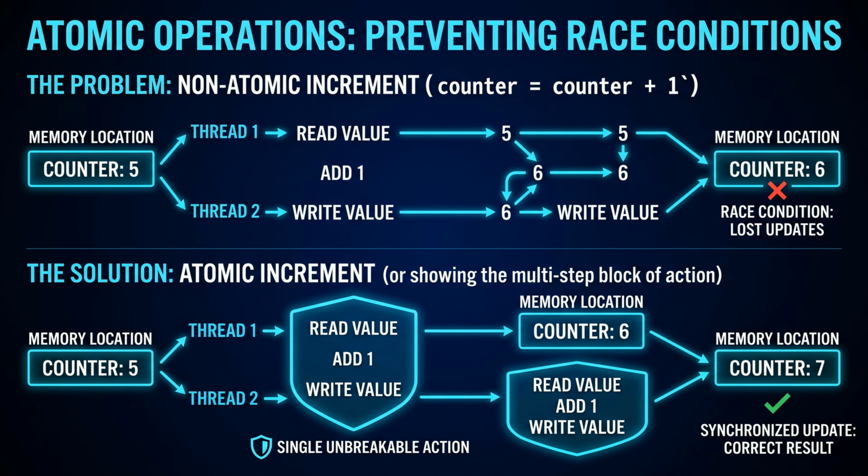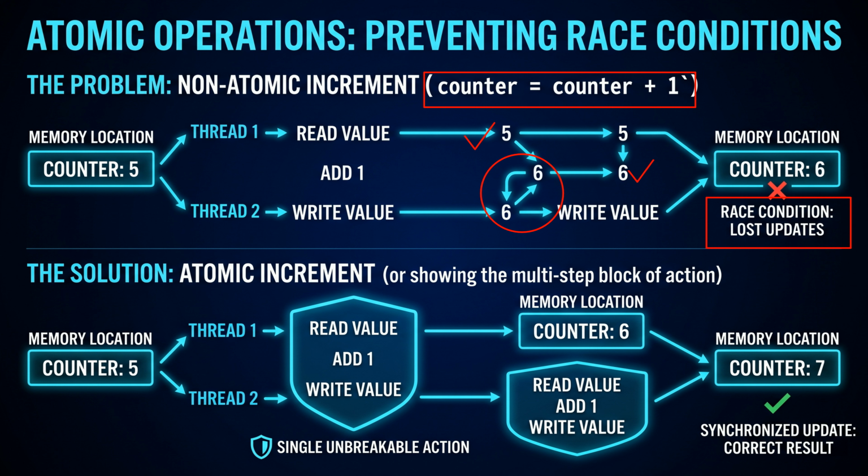In everyday programming, a statement may look like one line, but internally it can involve multiple steps. For example, if we write counter equals counter plus 1, the CPU may first read the value, then add 1, then write it back. If two threads do this simultaneously, both may read the same old value and overwrite each other's updates. This creates a race condition, which we discussed earlier.